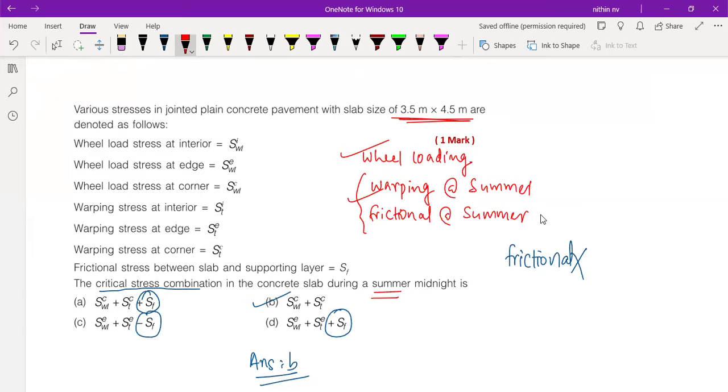Just a second. Yes, sorry, there was a connection issue. Yes.